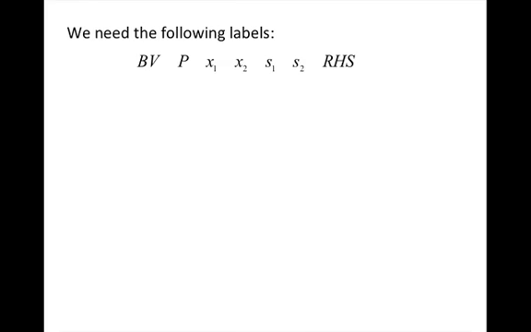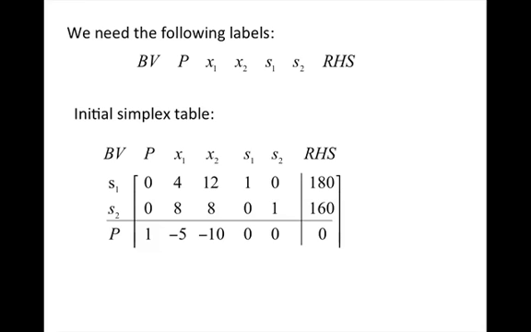So take the numbers from the three equations and put them in the initial simplex table. Your basic variables always begin with the slack variables, S1 and S2, and then the last basic variable is always P. So for row 1, I have 0, 4, 12, 1, 0, and that equals 180. Row 2, I have 0, 8, 8, 0, 1, and that equals 160. And then for my final row, I have 1, -5, -10, 0, 0, and that equals 0.